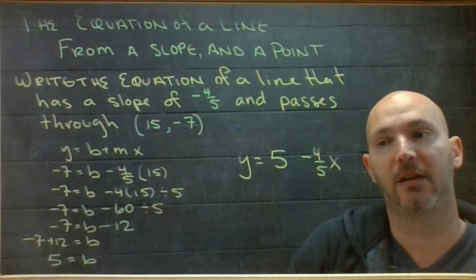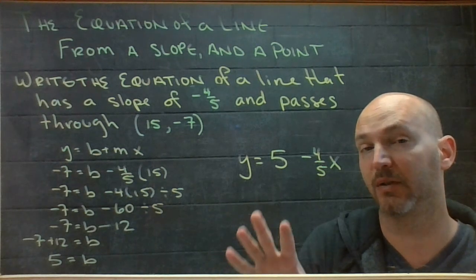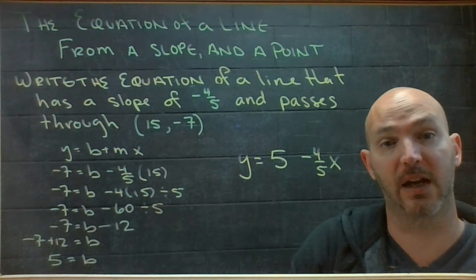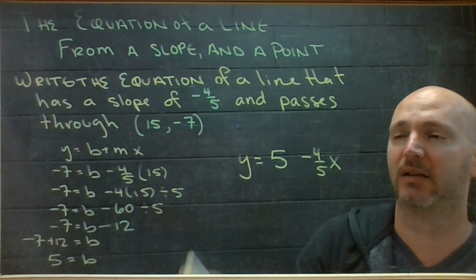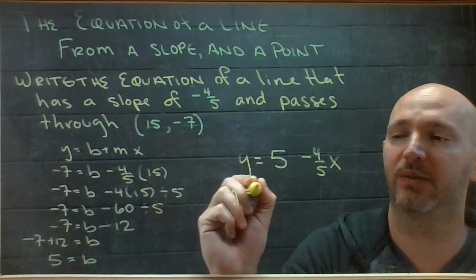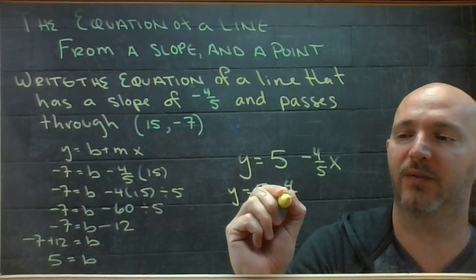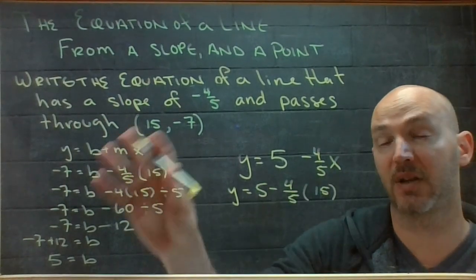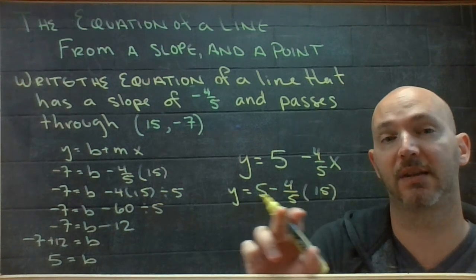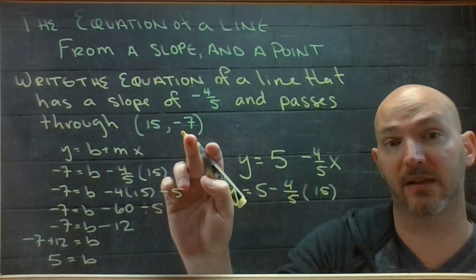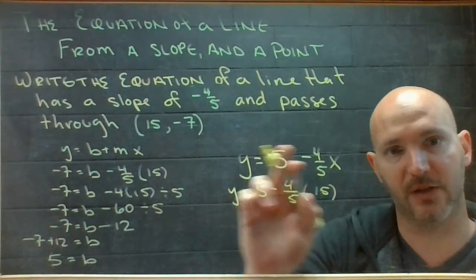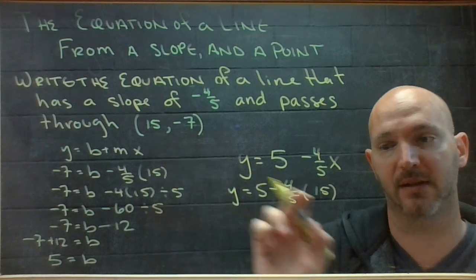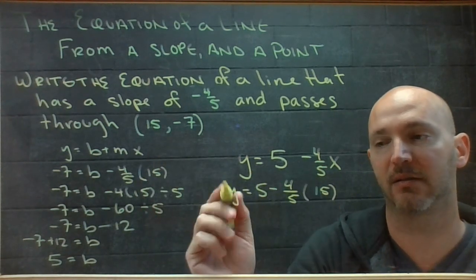And that's it. If you want to check these when you're done, you can always take the x value and pop it in here and see what you get. So just to show you how to do that, y equals 5 minus 4/5 of 15. Now, if I've done all this correctly, when I work this out, I should have it say -7, because this equation is supposed to spit out the y coordinate that goes with the x. And I already put in 15 for x.